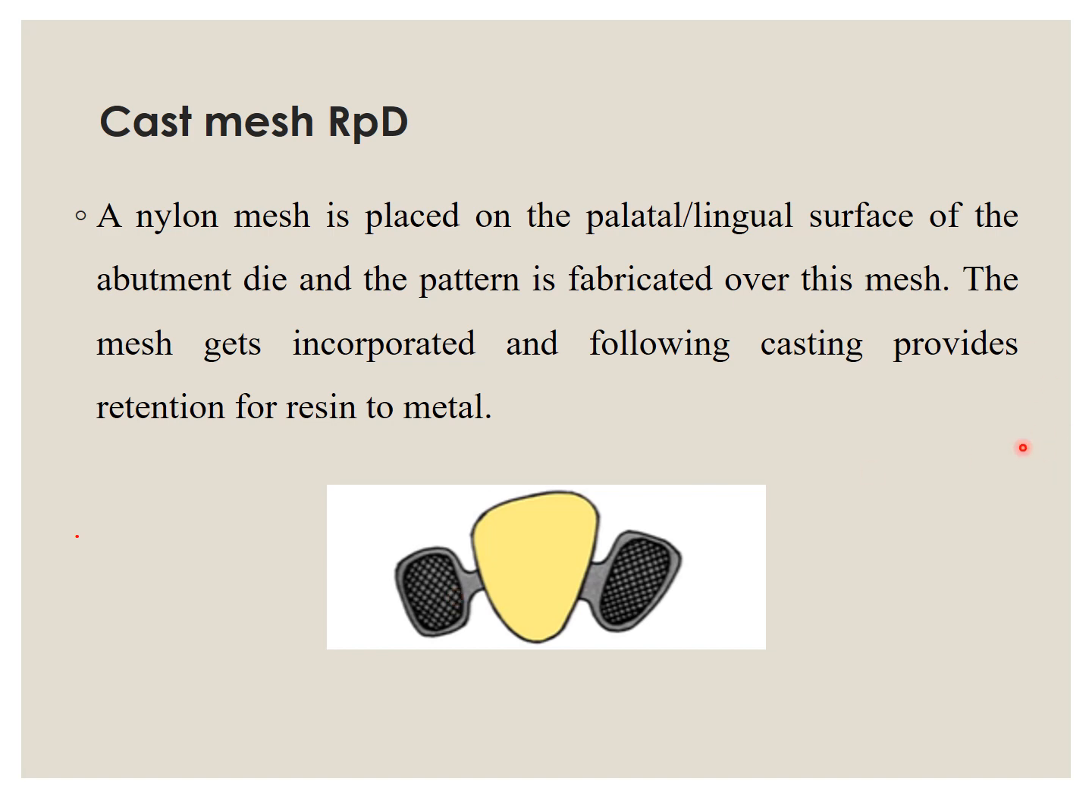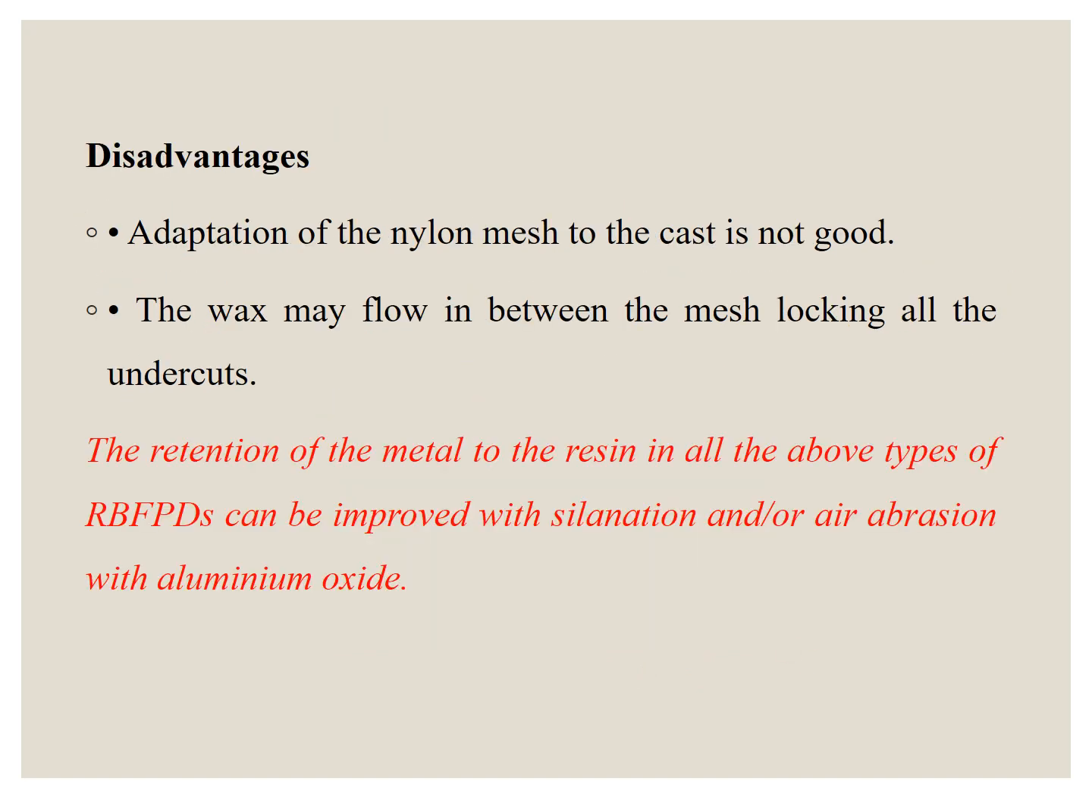A nylon mesh is placed on the palatal or lingual surface of an abutment die and the pattern is fabricated over the mesh. So the mesh gets incorporated and, following casting, provides retention for resin to metal. So the mesh helps in increasing the retention. The disadvantage of using a mesh is that adaptation of the nylon mesh to the cast is not really good. The wax may flow in between the mesh, locking all the undercuts.